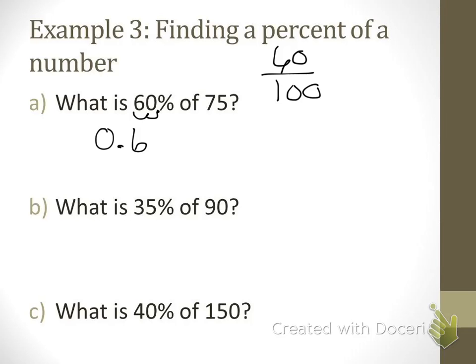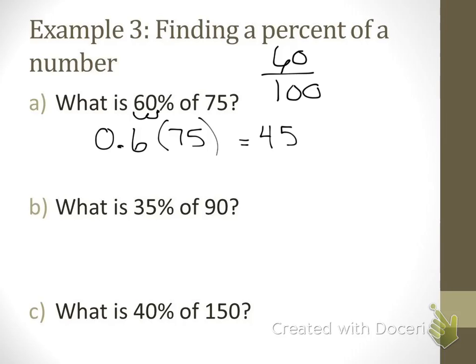0.6. So now that I have the decimal version of my percentage, I can multiply it by whatever the total was. 0.6 times 75. And what's 0.6 times 75? Anybody? 45. Okay? All right, I want you to try B. Go ahead and try B.